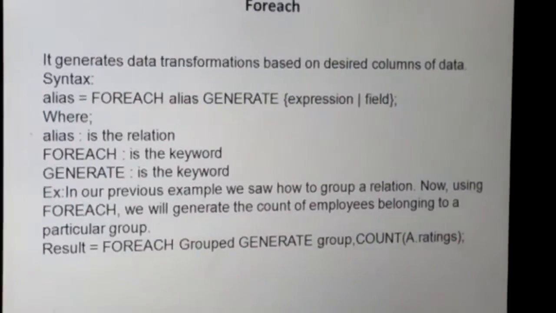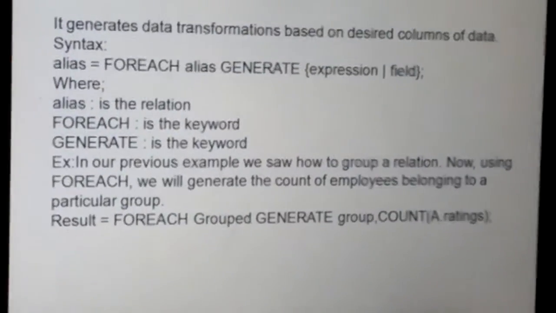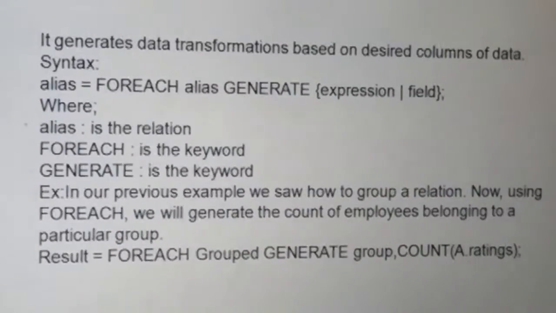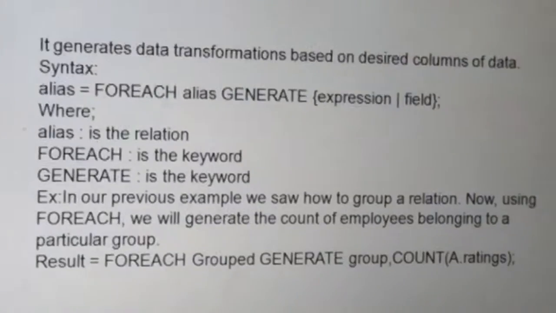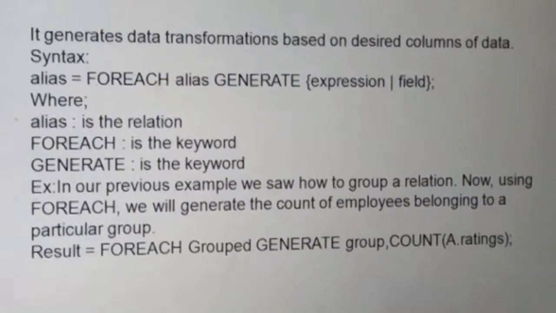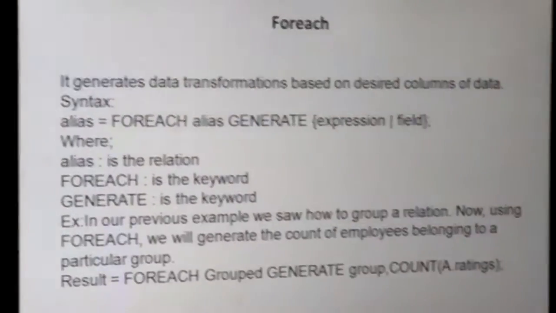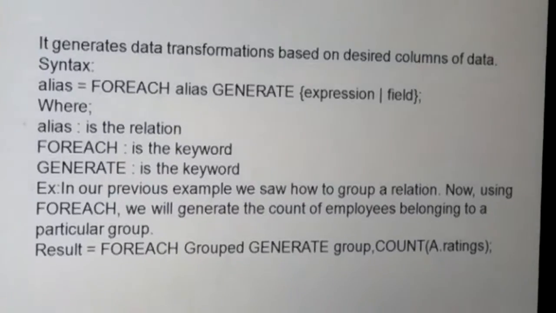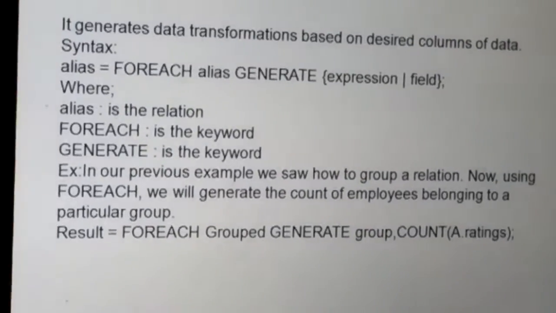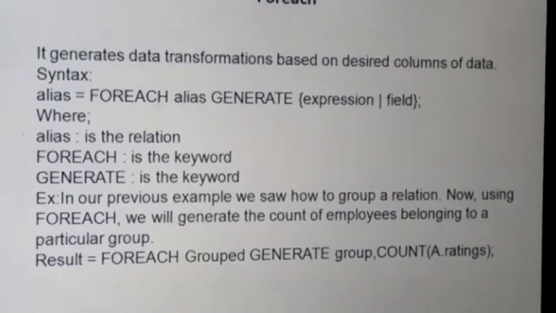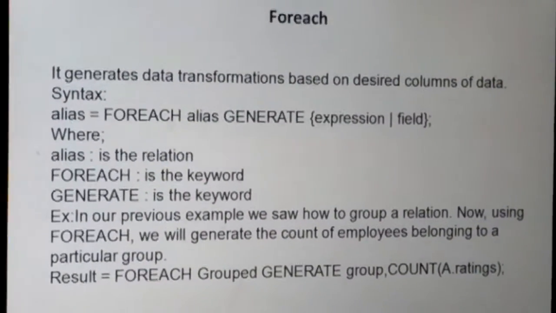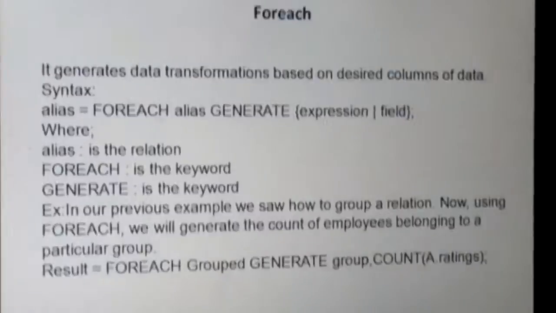Then the for each clause. So for each clause or for each function, it generates data transformations based on the desired column of each data. Then alias equal to for each alias generate expression or the field. So you can see the last example. In the previous example, we saw how to group a relation based on rating or salary. Now using for each, we will generate the count of employees belonging to a particular group.